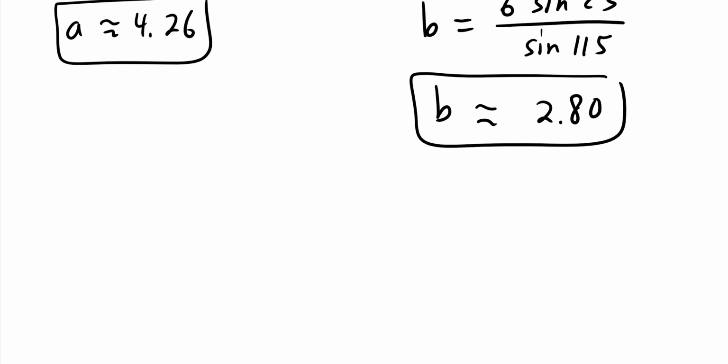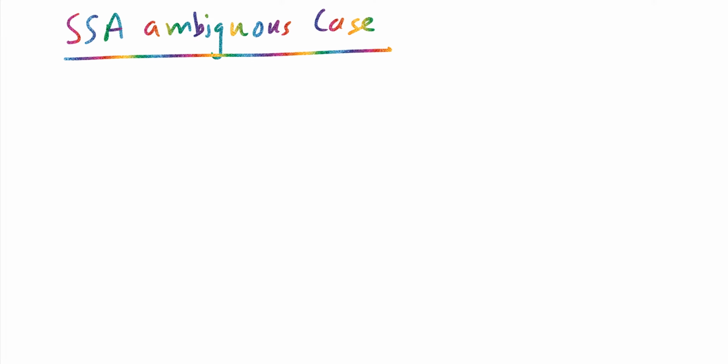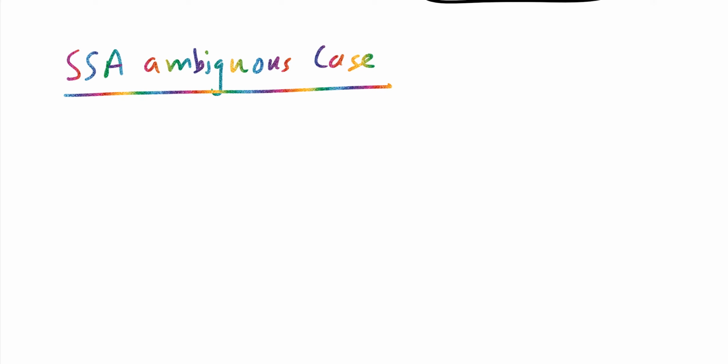The next case, I'm going to write it with the rainbow color. It's called the SSA ambiguous case. We're going to see SSS in the next section. So this case is a unique case. There's a lot of work involved in this one. Not straightforward. That's why we need to pay attention to it.